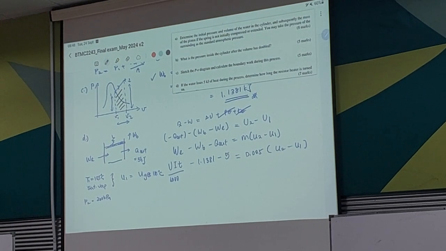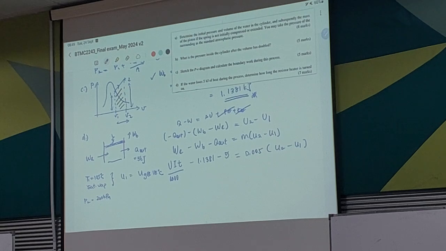Actually, I think this answer is a bit wrong. But in the meantime, you think first, let me check. Let me check the answer a bit. State 2, what other information do you have here?